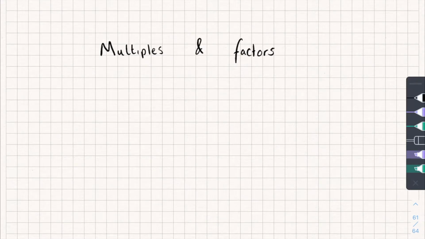Hello, in this video we're going to be looking at multiples and factors. So we'll start off with multiples. This is really easy. Say we wanted to find the first 5 multiples of 6. Well, that's just the first 5 numbers in the 6 times table. So we get 6, 12, 18, 24 and 30, okay?